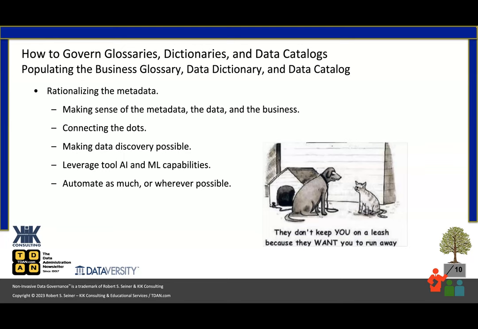And so leverage the tools, the things that Alation has built into it and other tools, use their artificial intelligence and their machine learning capabilities to help you to rationalize your metadata. And of course you want to automate it wherever you can. Just realize that it's not always 100% something that you can automate. There are going to be people that are accountable for that rationalization. Again, you have to govern the glossary, the dictionary, and the catalog.